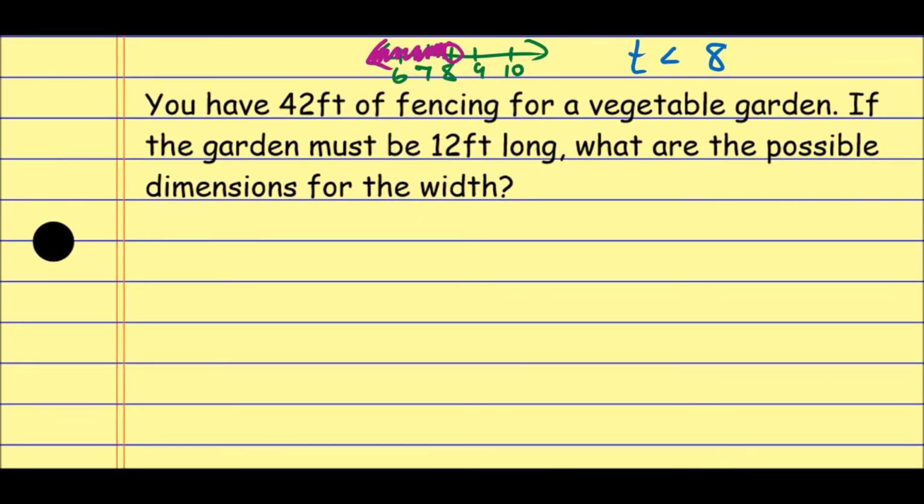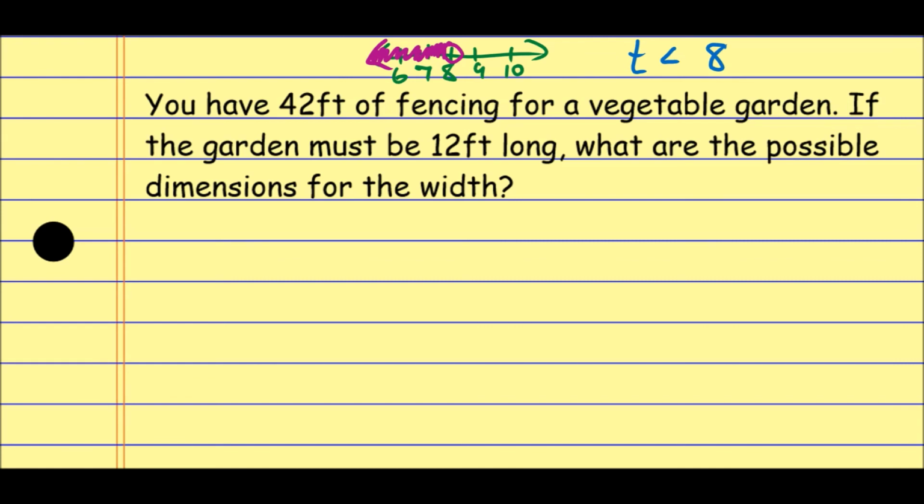And then if I look at something like this guy, it says you have 42 feet of fencing for a vegetable garden. If the garden has to be 12 feet long, what are the possible dimensions for the width? Okay. And the first thing I would always do on a question like this is always draw a picture. It doesn't have to be a good picture. I'm never going to draw a picture that's going to be fantastic. But it said I have a vegetable garden that I want to be 12 feet long. And I want to know, well, how big could it be in the other direction?